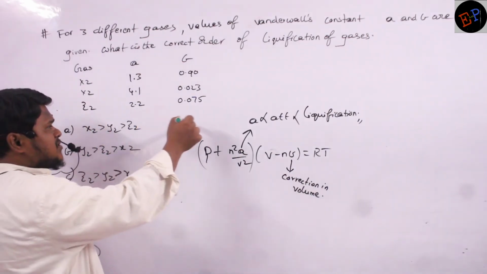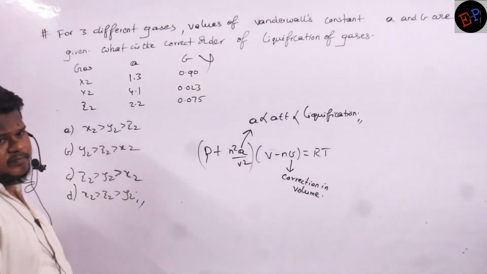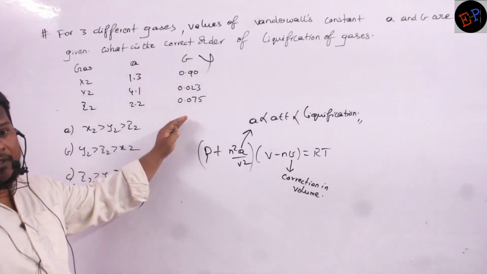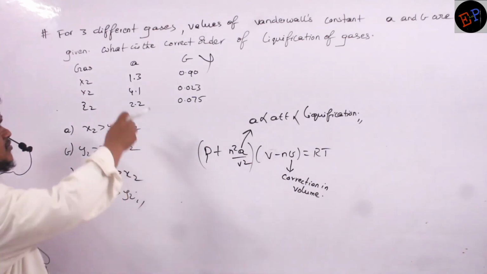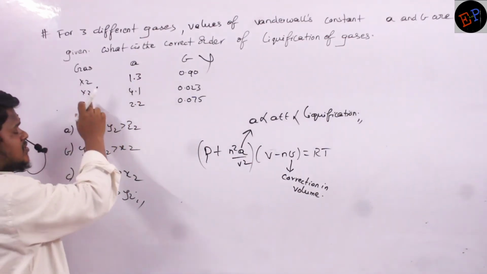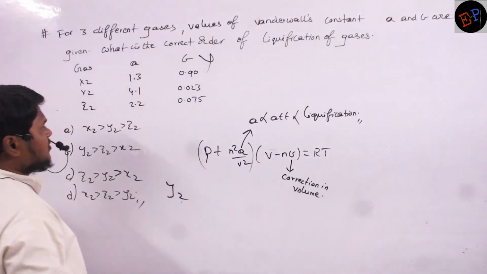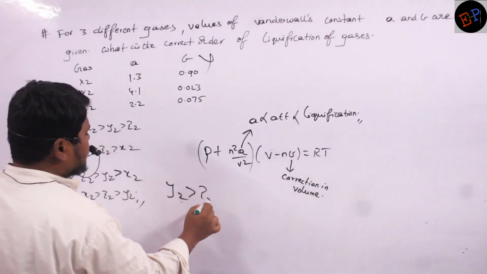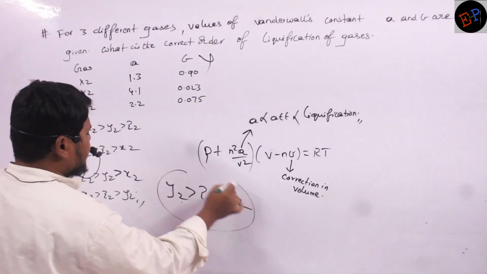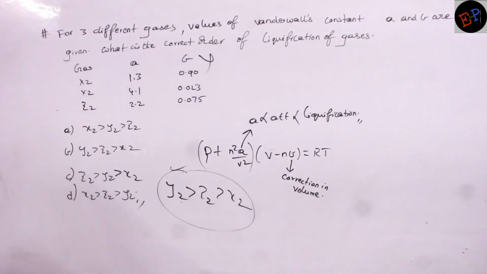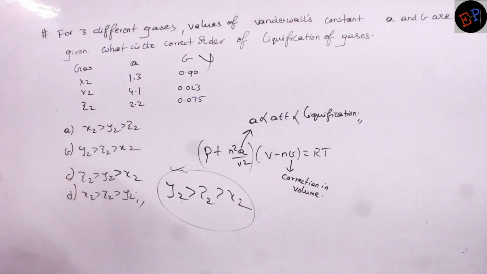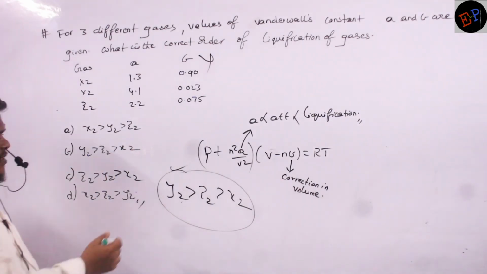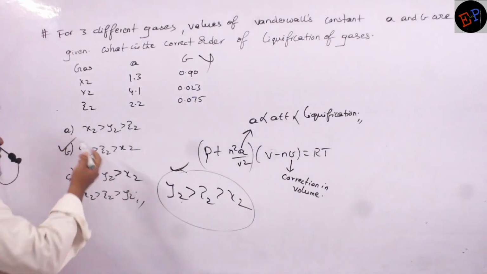Then what is the purpose of b here? b is not useful for us. Just to confuse you, they gave these b values. There is no relation of b to liquefaction of gas. You just have to check which has the highest liquefaction. Y2 has the highest liquefaction, followed by Z2, then followed by X2. So wherever you find this option, that is my answer. 4.1 is bigger than 2.2, and 2.2 is bigger than 1.3. So the option is Y2, Z2, X2. This is my answer. Are you able to understand? That's all.